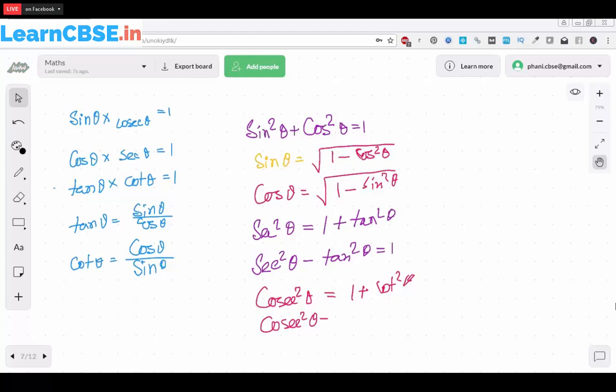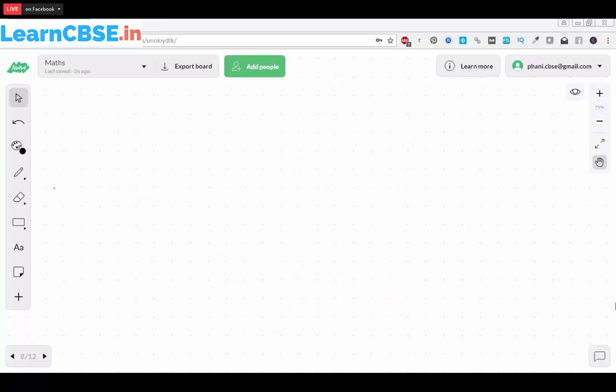Based on these trigonometrical identities, where the main identities were these three and the rest are deductions of them, we have a few questions which we should solve. The first question we have is to prove that 2 cos square theta plus 2 by (1 plus cot square theta) equals 2.